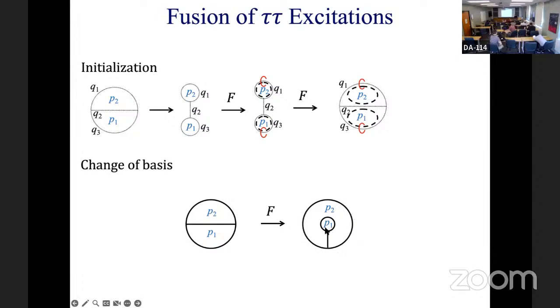So you can imagine there is now one tadpole corresponding to P1, and then the inward tail of another tadpole is connected to a bigger head, which corresponds to P1 plus P2, or equivalently P3. So if we make this change of basis and measure this charge, the charge around this guy corresponds to the total charge of P1 and P2.